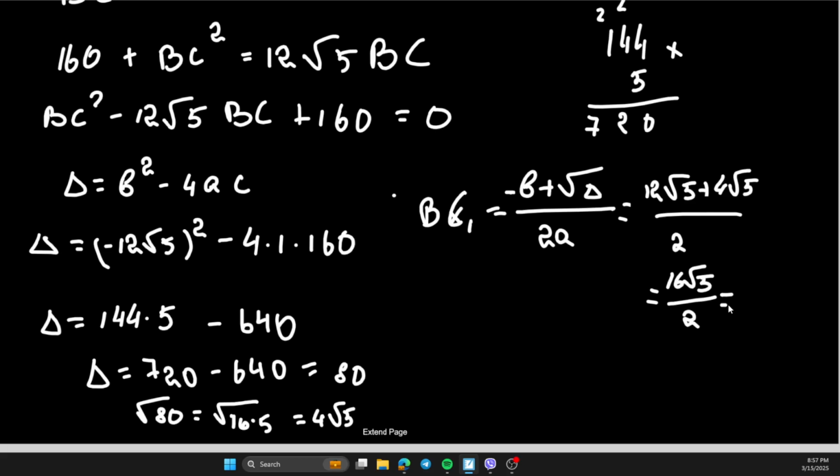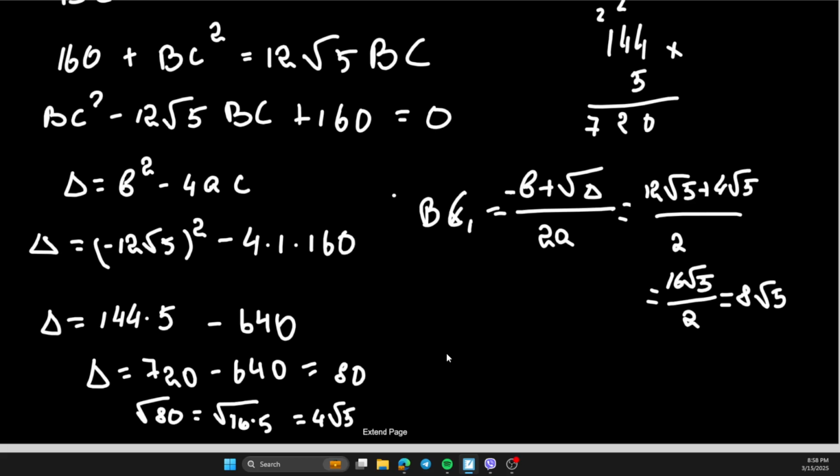And I think you can now divide it. You can simplify 2 with 16. That's just 8. 8 square root of 5. Now, why can you do that? Don't think about 12 square root of 5 as just one number. Think about it like 12 times square root of 5.